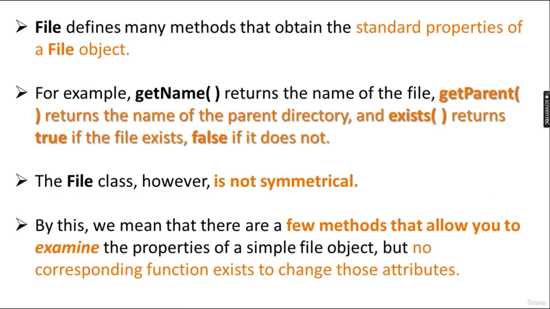File defines many methods that obtain the standard properties of the File object. So all the methods will have the properties of the File object, like file name, date of creation. Like this, getName returns the name of the file. getParent gives the name of the parent directory. exists returns true or false depending on whether the file exists or not.